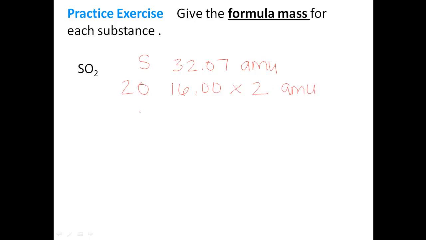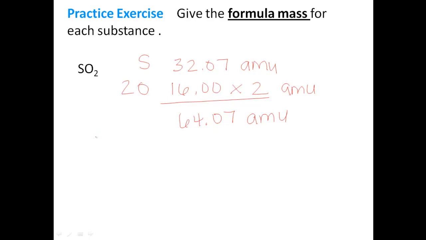And that's going to give us the total number of atoms of oxygen that we have present. So we do our calculation. We have 16 times 2, which is 32, and we add that to 32.07, and so our answer is going to be 64.07 AMU. So the formula mass for sulfur dioxide is 64.07 AMU.